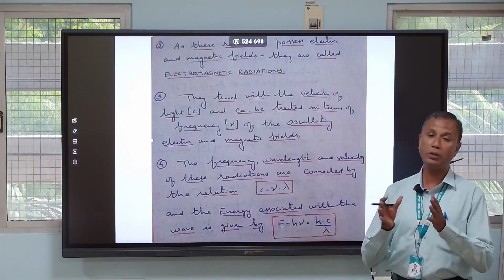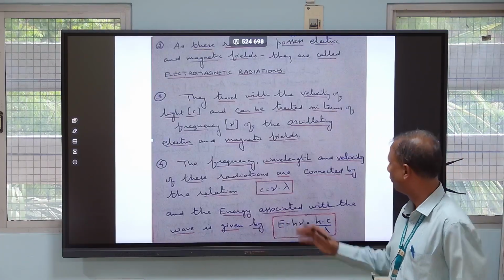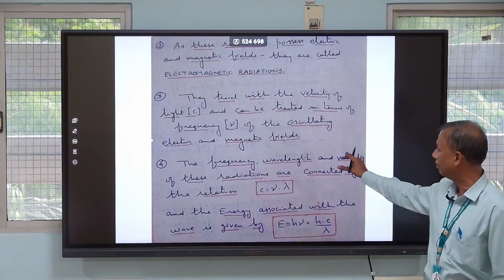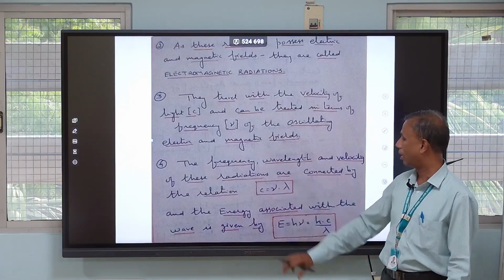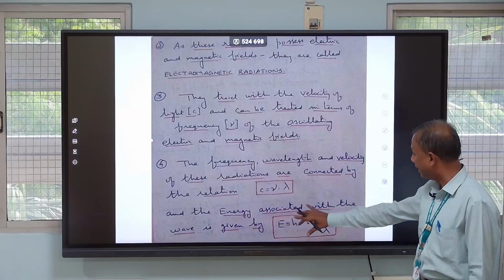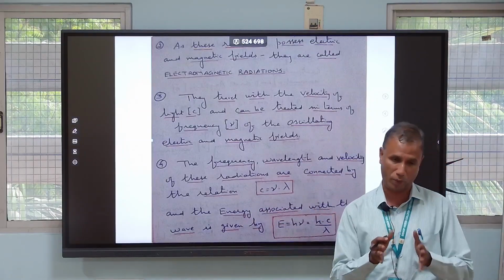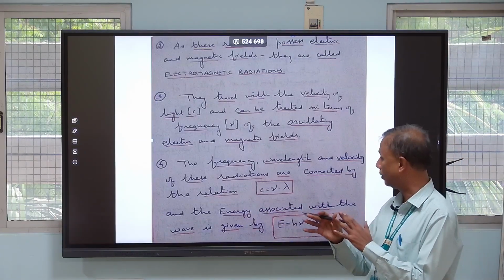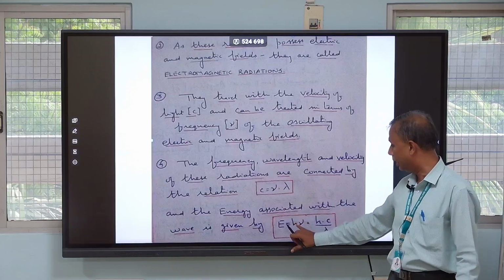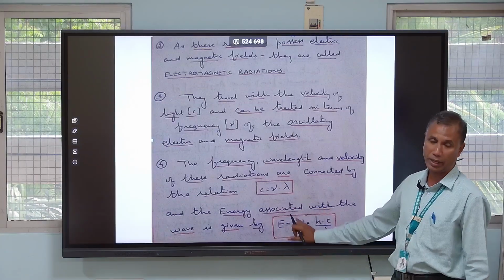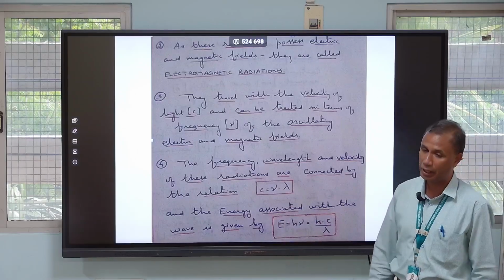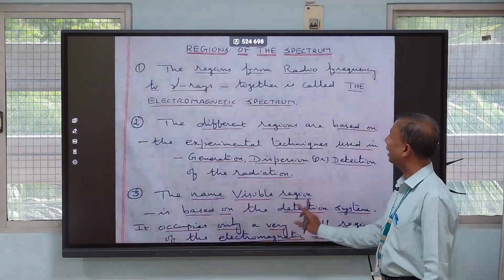So now we are going to relate all these factors, frequency, wavelength and velocity, with the help of this equation, c = ν λ, and the energy associated with that particular wave. The energy associated with that particular wave is E = hν. You know very well, ν is c by λ. So E = h c / λ.